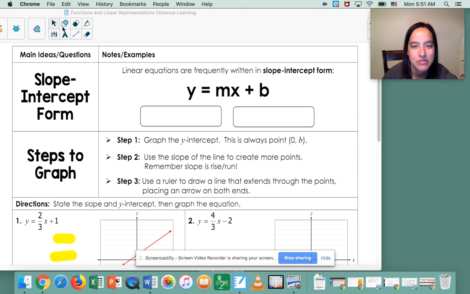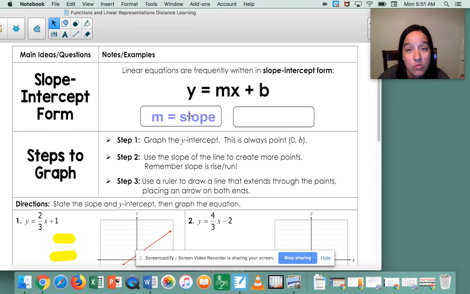Good morning. So today we're going to continue our lesson from last time, which was about slope-intercept form. What we did last time is we took this slope-intercept form that you see here, y equals mx plus b. We learned that m was slope and that b was our y-intercept, which meant where the line crosses the y-axis.